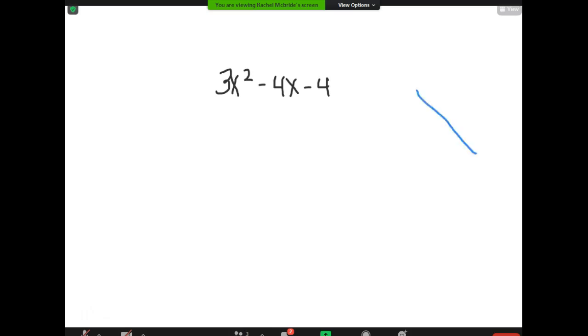Create your magic X. Multiply the first and the last, so 3 times negative 4 is negative 12. They need to sum to negative 4. So two numbers that multiply to a negative and sum to a negative tells me that one number is negative and one number is positive. So what negative and positive number combination would get me to a negative 12 and a negative 4?